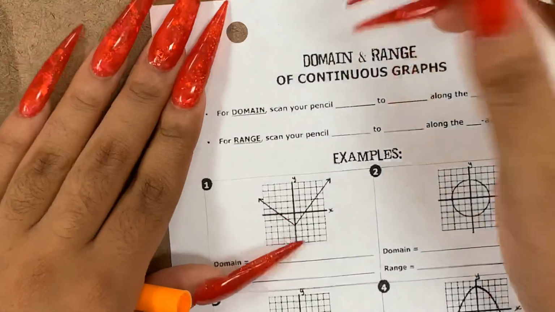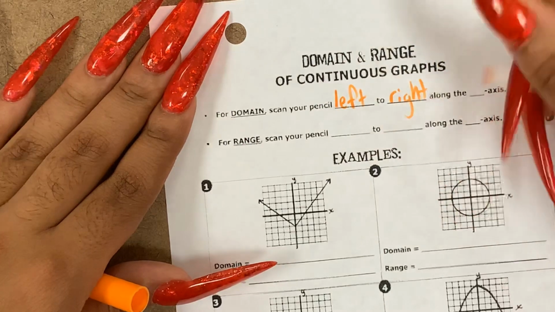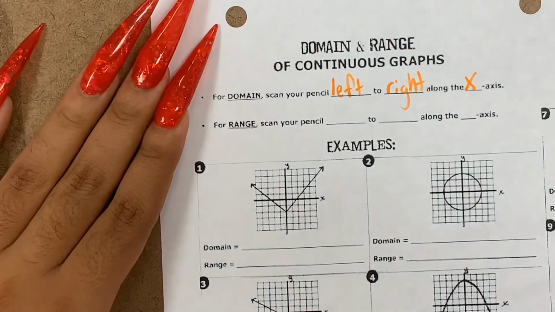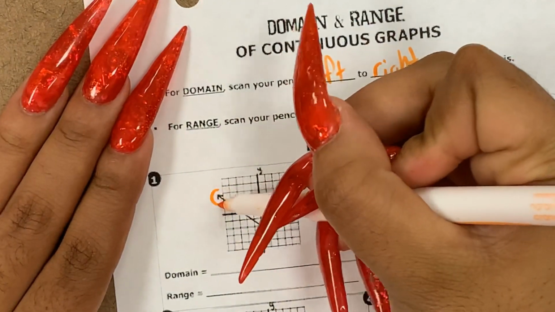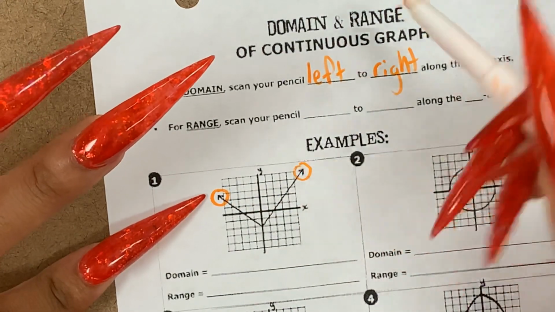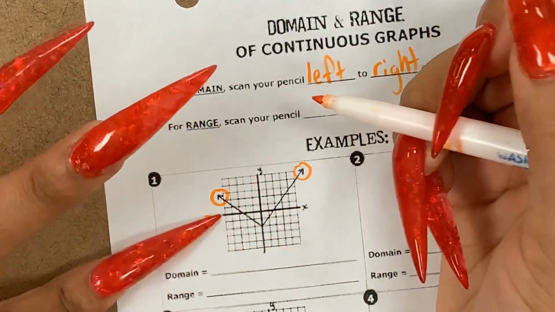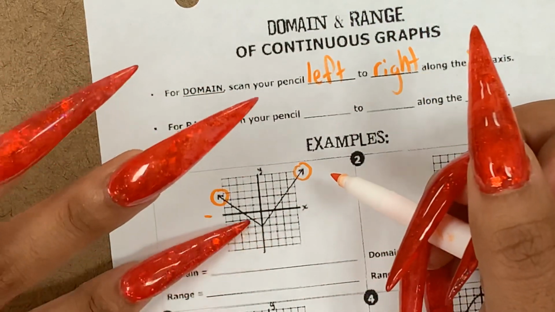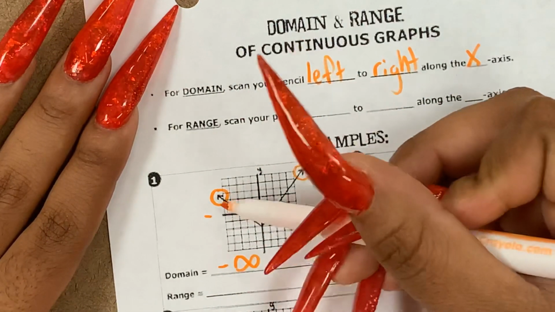For a domain, scan your pencil left to right along the x-axis. So let's do this example. We're going to go left to right. Left. I like to circle what's on the left side. Right. So what's on the left side? There's an arrow to the left side. To the left side of the x-axis are the negative numbers. So they go on forever. So if it goes on forever in the negative direction, that's negative infinity.